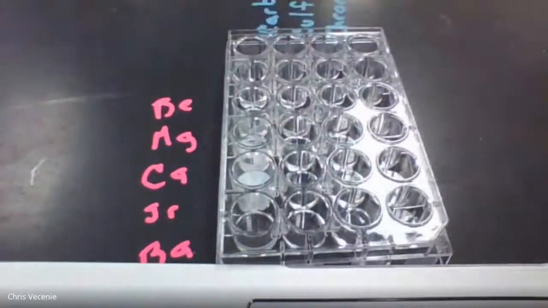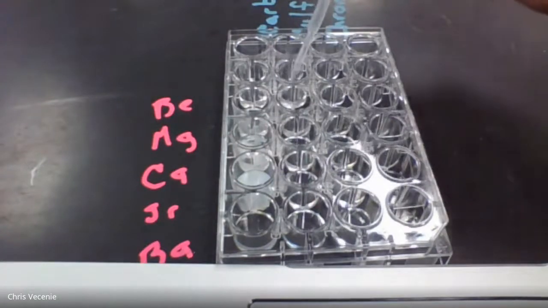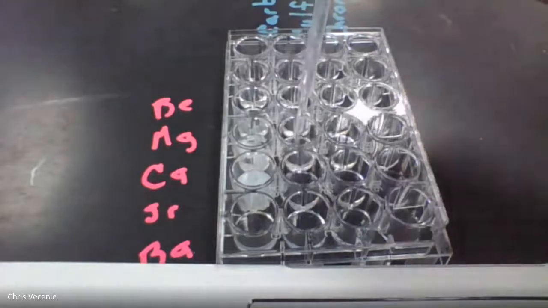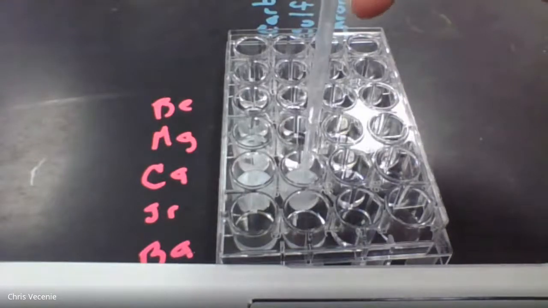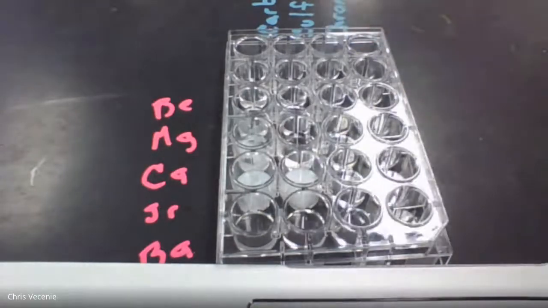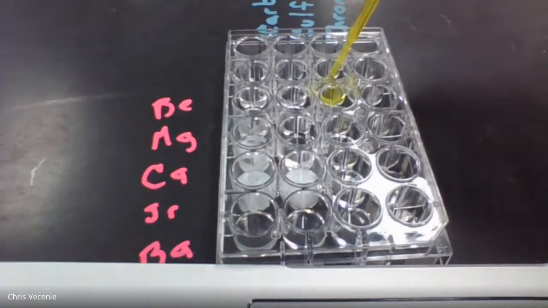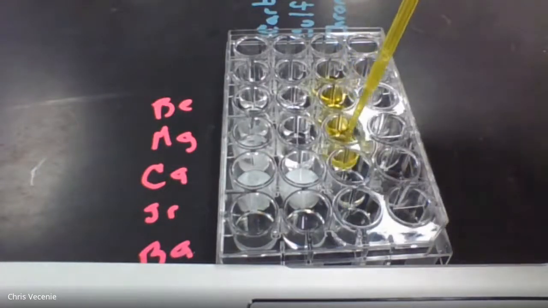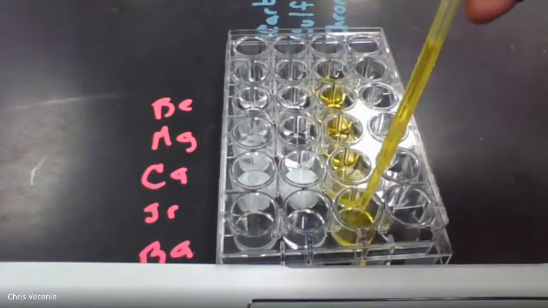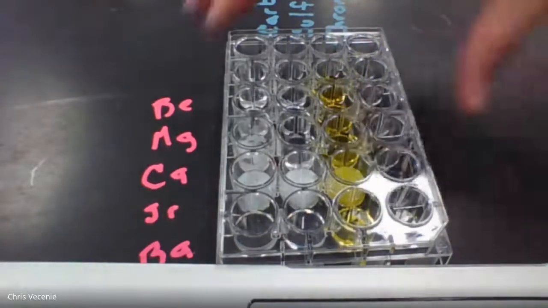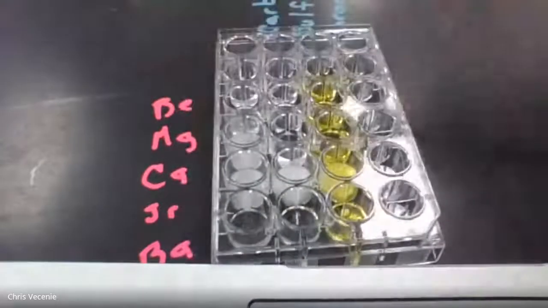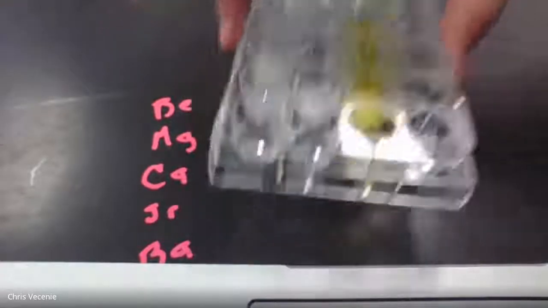Then I'd go through and do my sulfate, right? 10 drops each. Then I do my chromate, 10 drops each. And then we'll gently shake this for 3 minutes, and then we let it sit for 5 to 10. Now, I'm not going to make you watch that.